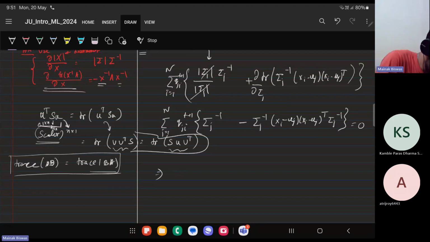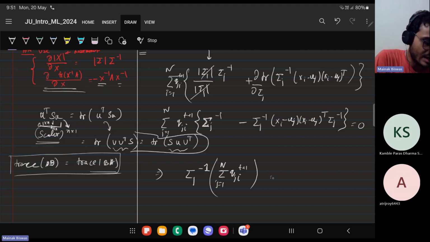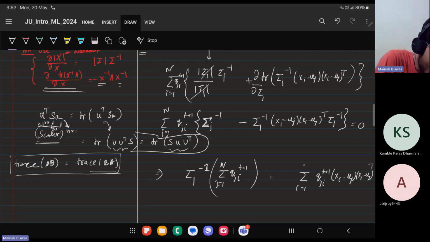Now I can write this as Σj inverse times the summation over i equal to 1 to n of q_ji at t plus 1. This I already know, I'll keep it handy. This is going to be the sum over i equal to 1 to n of q_ji at t plus 1 times (xi minus μj)(xi minus μj) transpose. Right? Clear?